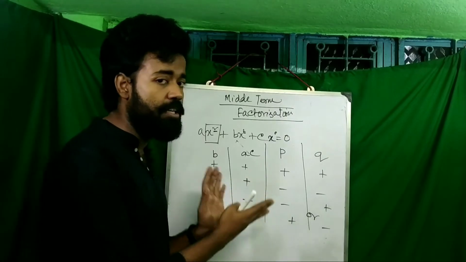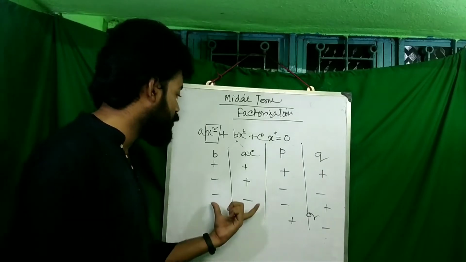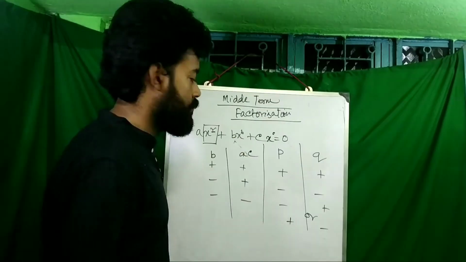So this table is just to give you an idea what should be the sign of the factors based on the sign of the coefficient. Okay.